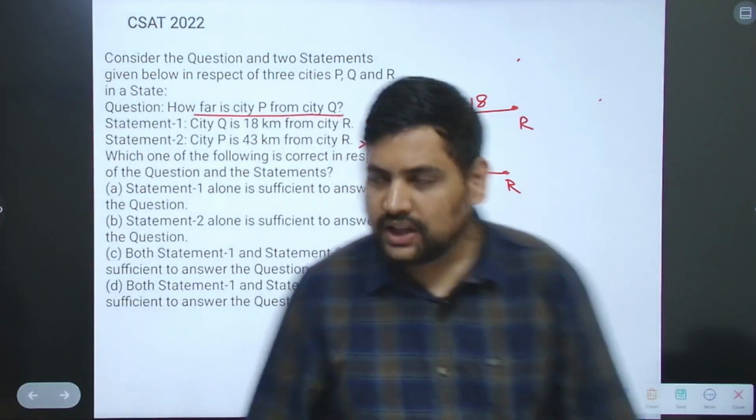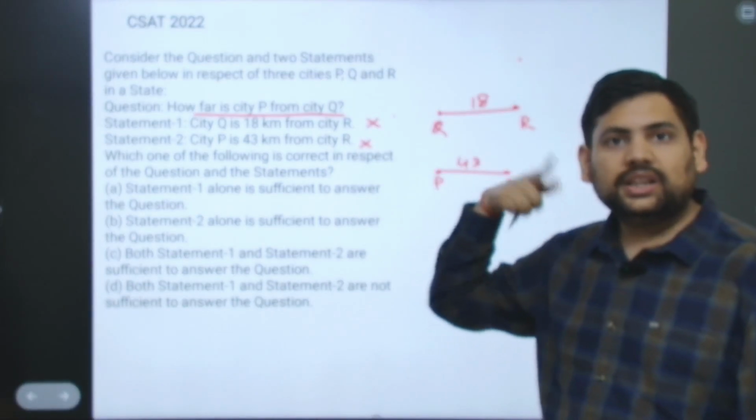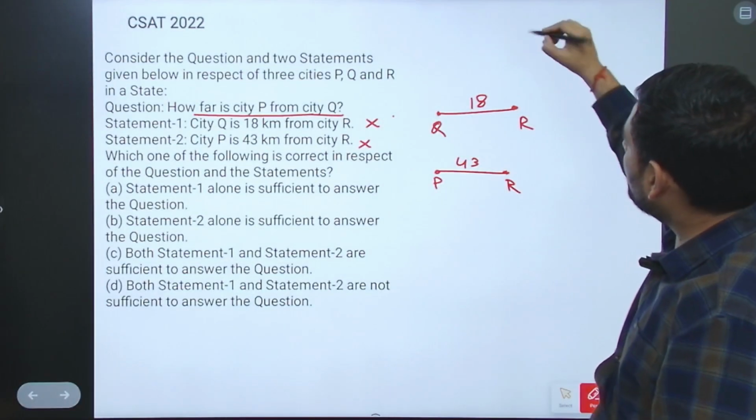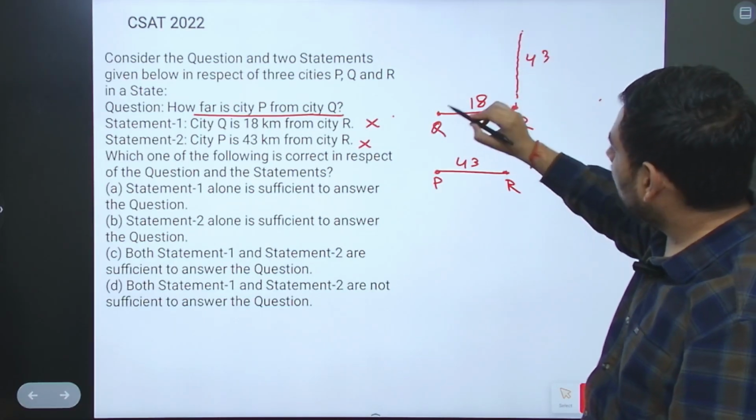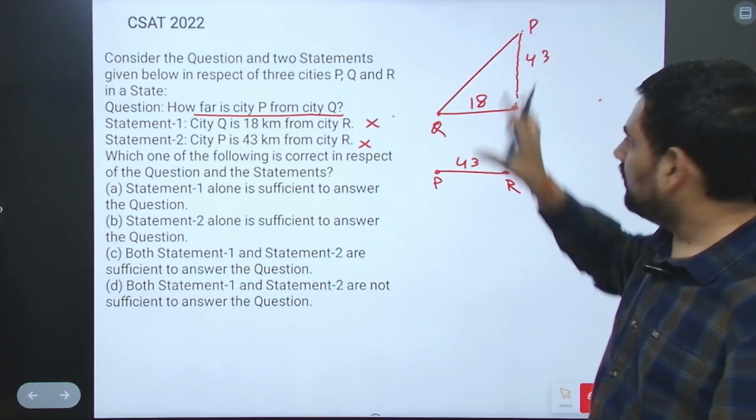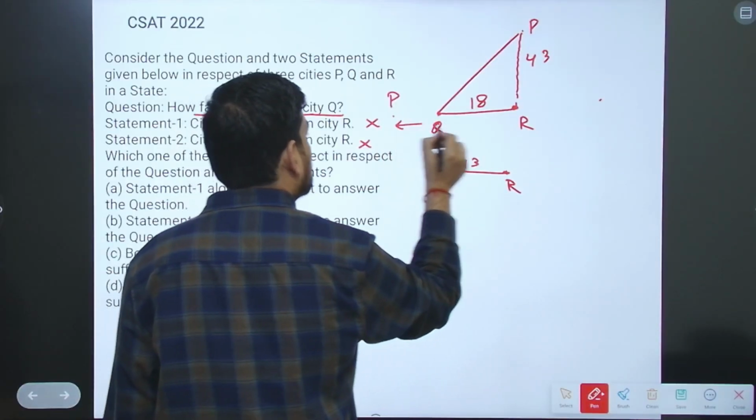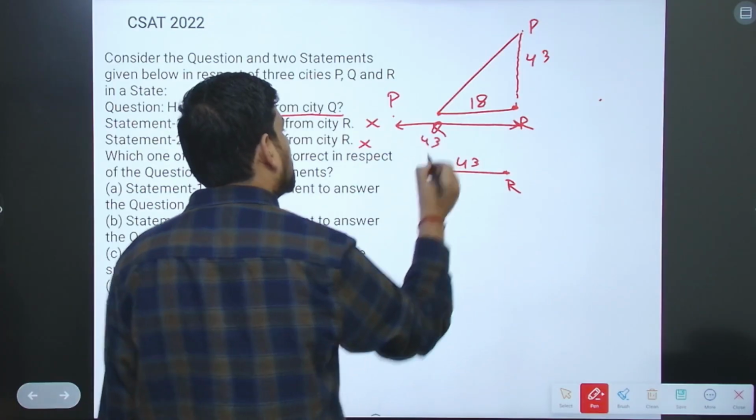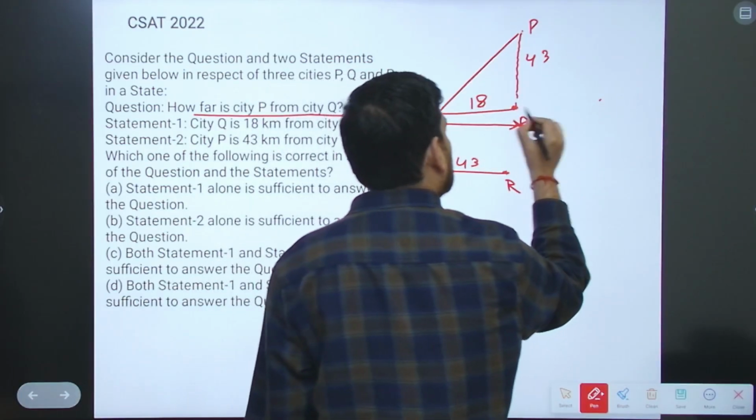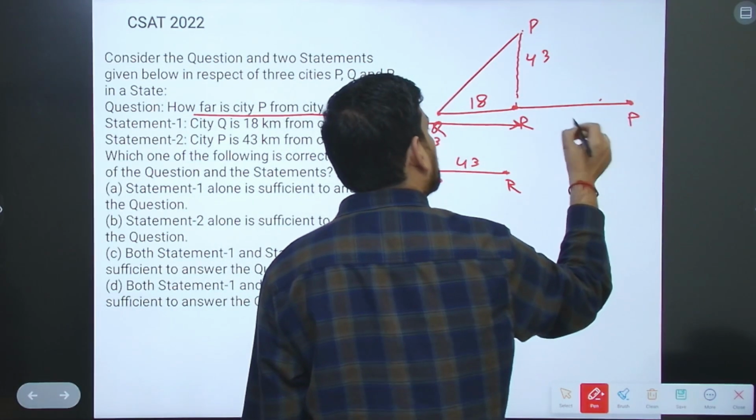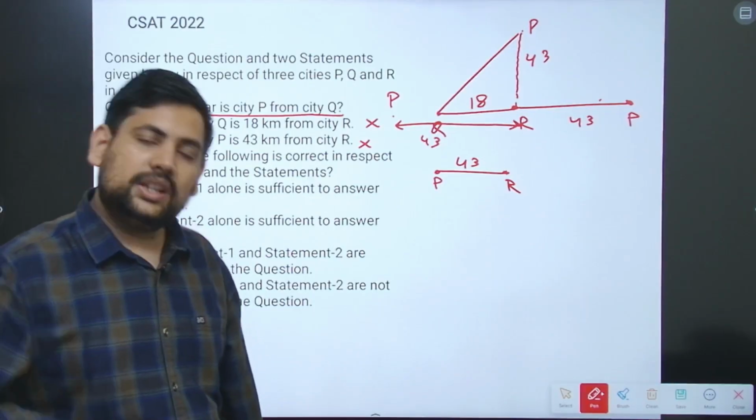Now let's try them both together. So QR is 18, PR is 43. But still I can have P here, and let's say this distance is 43. Then what will you get? You will get PQ as this one. This is a long length. Now I can also have P here and this distance being PR as 43. Now can you see P and Q are much closer? And if I take the opposite direction, let's say R is here, then I go 43 kilometers here and then I put P here. This is 43. Now clearly PQ becomes much farther. So it depends on the location of P.